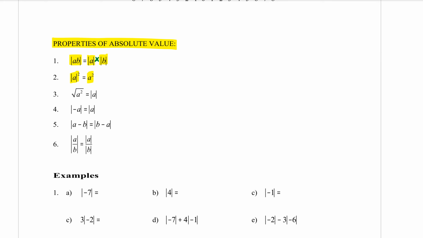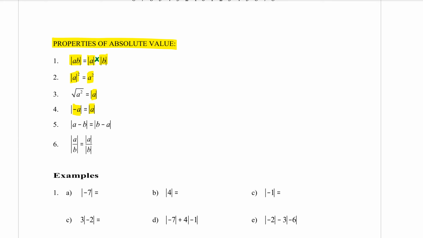Square root of A squared is going to be the same as the absolute value of A, because we can only square it positive numbers anyway, so we know that that's going to be positive. The absolute value of negative A, because the absolute values take the minus sign away, that is the same as the absolute value of A.